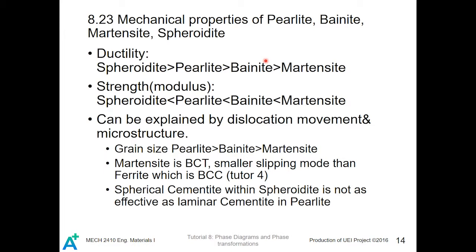And the martensite is BCT. It has a smaller slip mode than ferrite, which is body centered cubic. You can refer to tutorial 4 for more description about the slip mode. And spherical cementite within the spheroidite is not as effective as laminar cementite in pearlite in terms of stopping the dislocation movement. And that's why we put it this way.